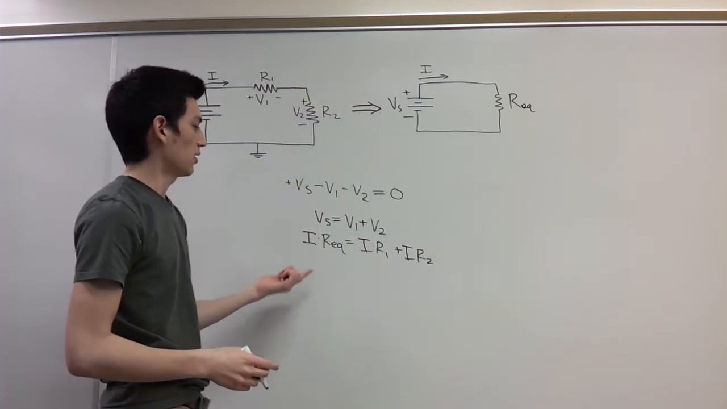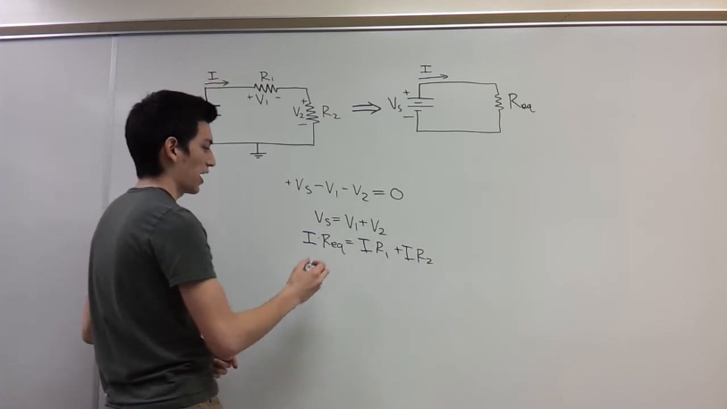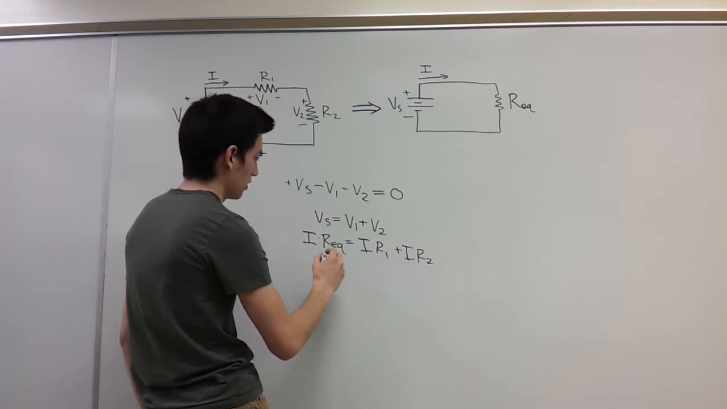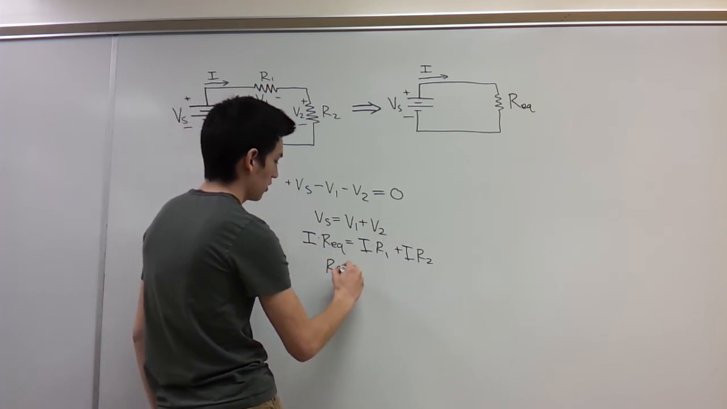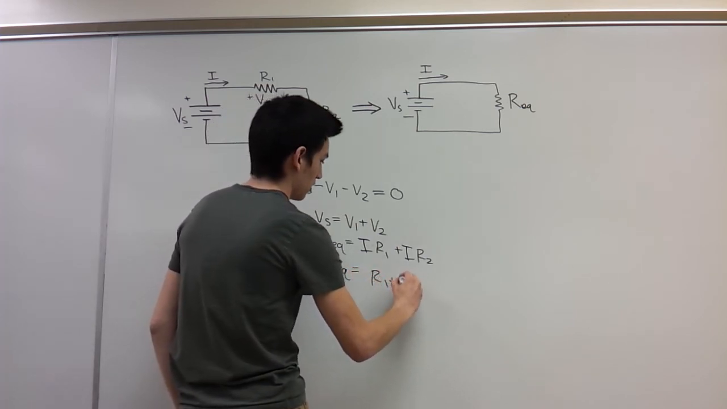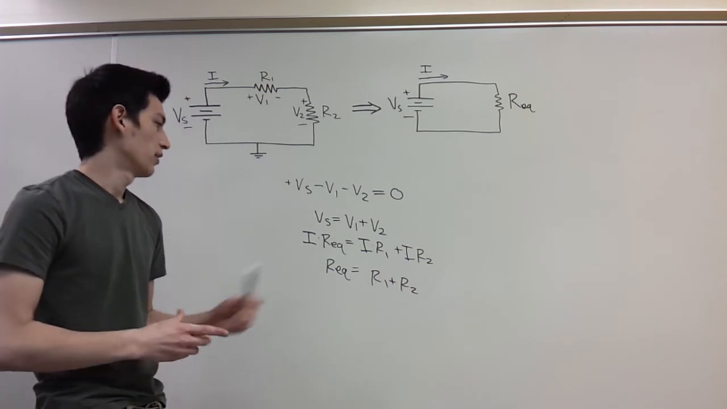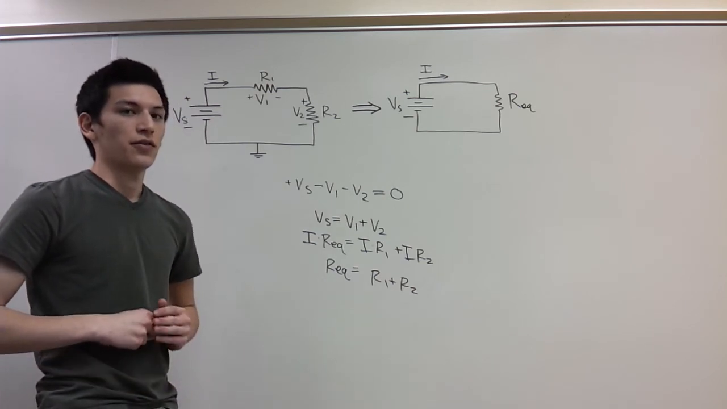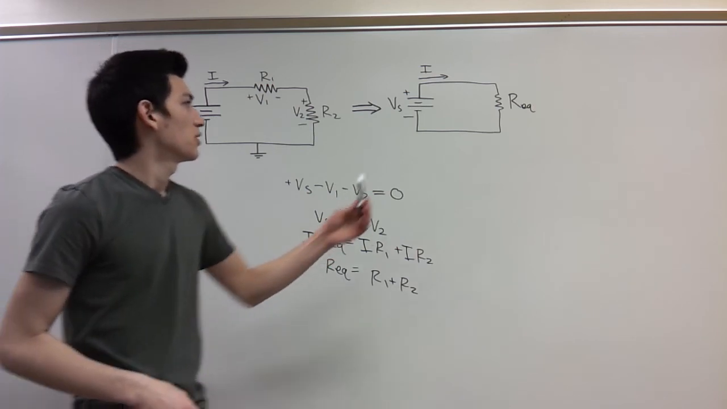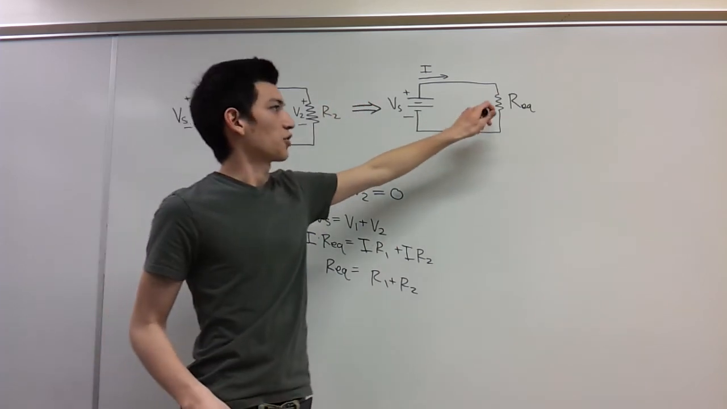Now you can see all of the currents are the same I. And dividing by I on both sides yields Req is equal to R1 plus R2. Now you have our equation for solving for the equivalent resistance of simple DC circuits. You will be able to simplify any series circuit down to one resistor.